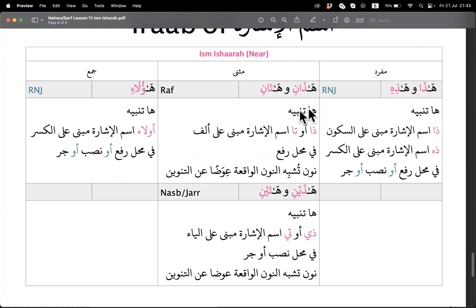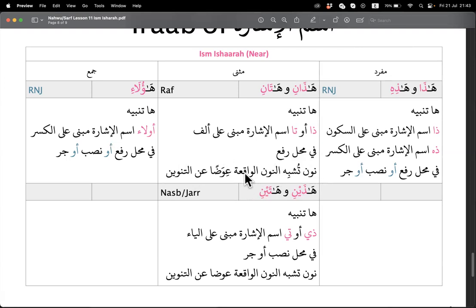Okay? So they are saying that this noon is substituting the tanwin that usually is in the singular. Okay? Don't have to worry so much about this. I just put this here so that we're not scared when we see it in Arab books. Okay, but if anytime you don't remember, obviously you can text and then I will answer your question.